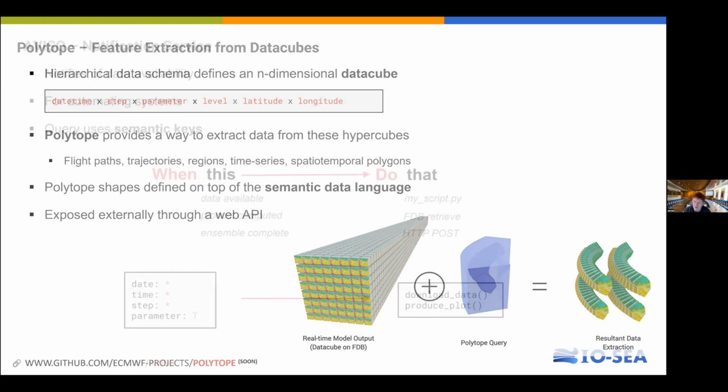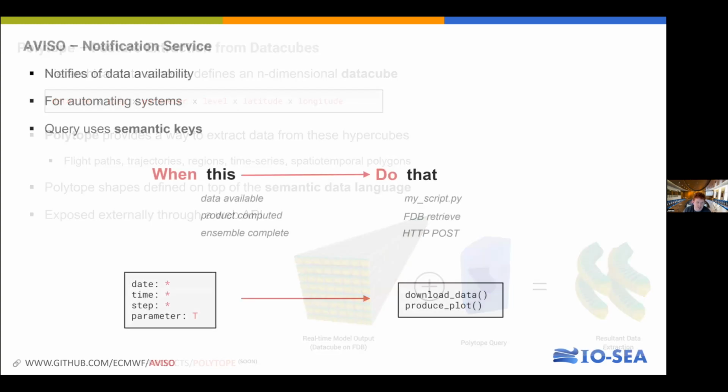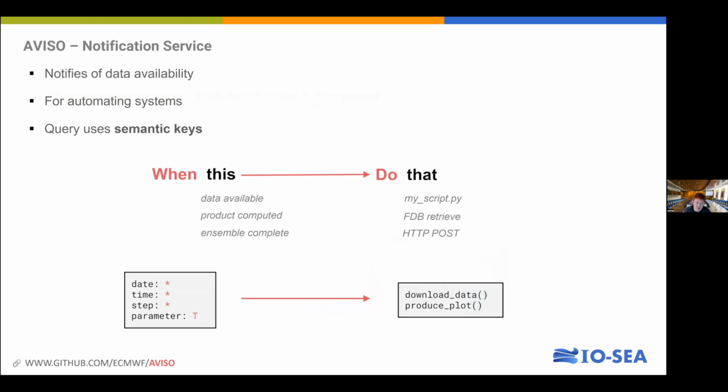Parallel to this, we also have a notification system for data availability called Aviso. This is designed to couple workflows. So for example, the Swiss Met service, MeteoSwiss, might want to run their regional model after our global model has finished, and they want to be notified when it's finished so they can start their workflow. So they use Aviso for this.